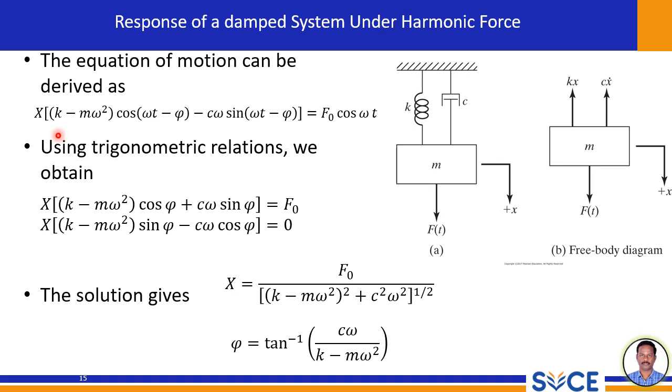The equation of motion for this damped system can be derived as this, m x double dot plus c x dot plus k x equals F naught cos omega t. What is the meaning of this equation? X is the amplitude of steady state response, k is the spring stiffness, m is the mass, omega is the forcing frequency, and phi is the phase angle between the response and the force. c is the damping coefficient, and F naught is the amplitude of the external force.